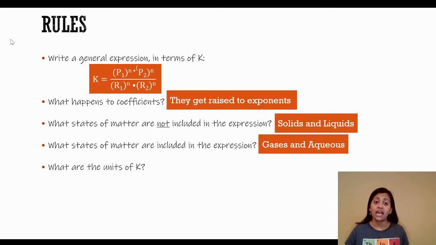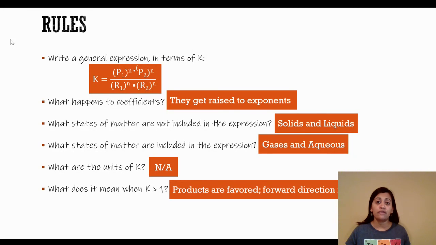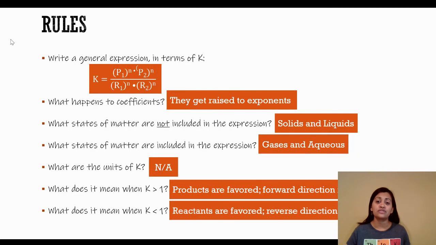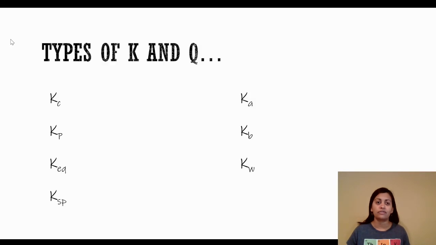So the units of K, we actually didn't have any units of K. They end up getting canceled out, and it is a unitless number. So when K is greater than 1, we know that the numerator is bigger than the denominator, so that the products are going to be favored, or the reaction tends to go more towards the products, or the forward direction. When K is less than 1, we know that it's actually going to go towards the reverse reaction. So the reactants are favored, and the reverse direction is favored.